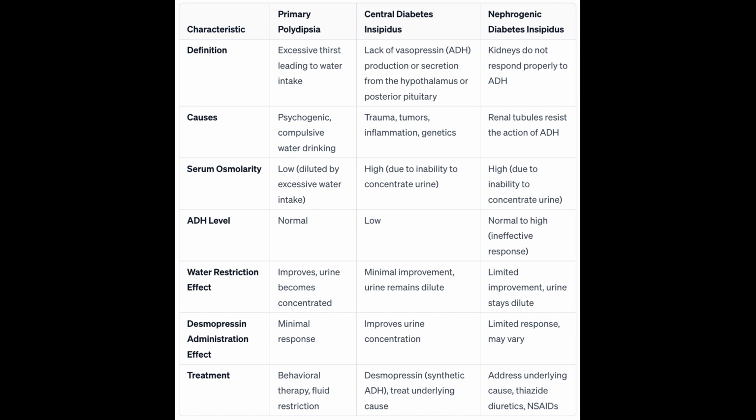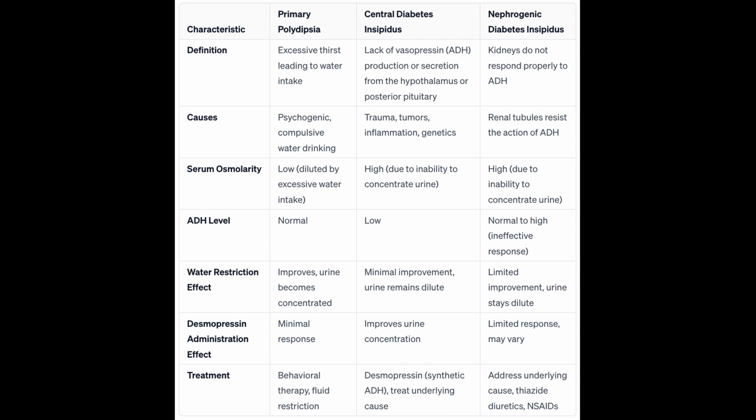In primary polydipsia, individuals consume abnormally large amounts of water, leading to the kidneys excreting a large volume of dilute urine. This excessive water intake overwhelms the kidney's ability to concentrate urine effectively, resulting in a low urine-specific gravity.